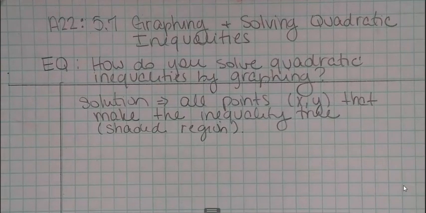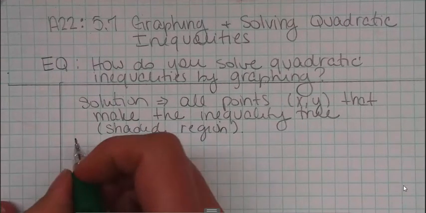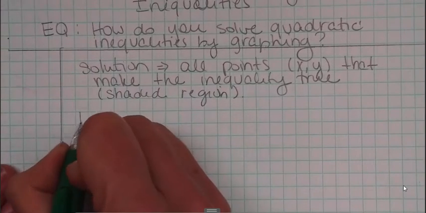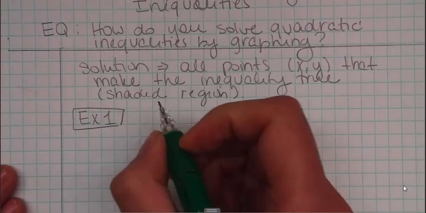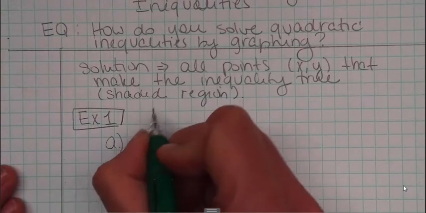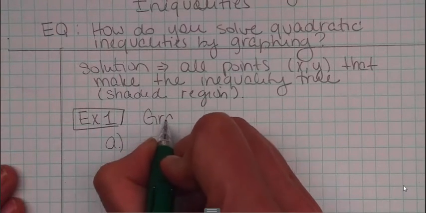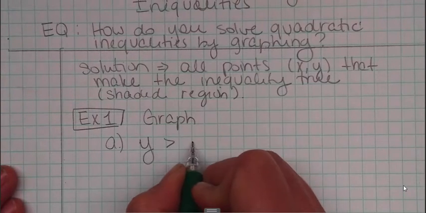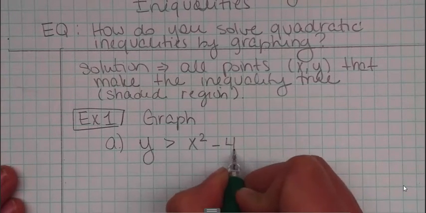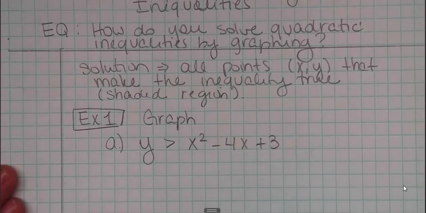So you might also want to have some colors out. I'm going to use some highlighters for maybe not the first example, but definitely for the second example. So our first example is to basically graph. So we are graphing y greater than x squared minus 4x plus 3.